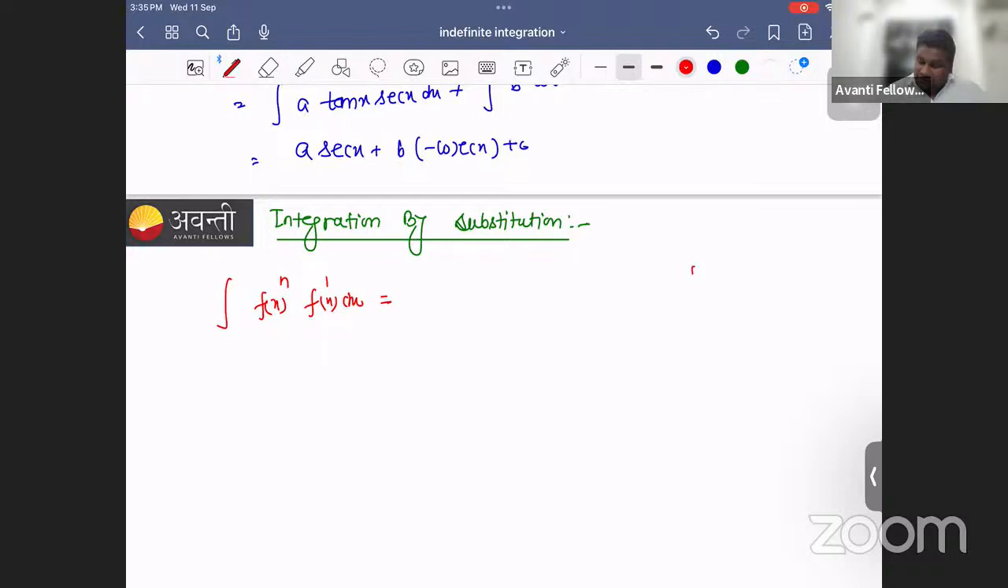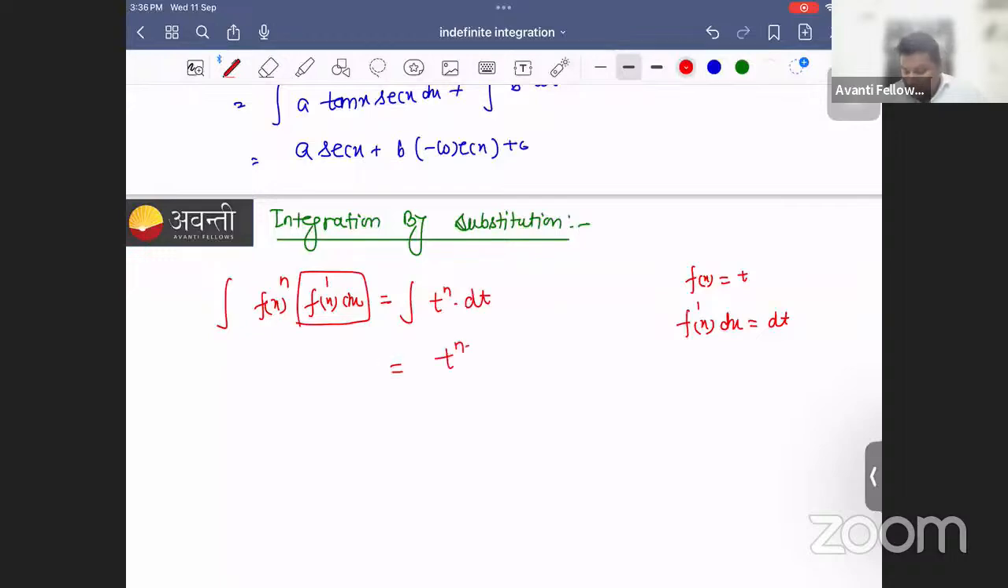Let us assume this f(x) as t. So its derivative f dash x dx is going to be dt. So this will convert to t to the power n and f dash x dx will be dt. So the answer will be t to the power n plus 1 upon n plus 1 plus constant. So this is f(x) to the power n plus 1 upon n plus 1 plus constant. Got it?